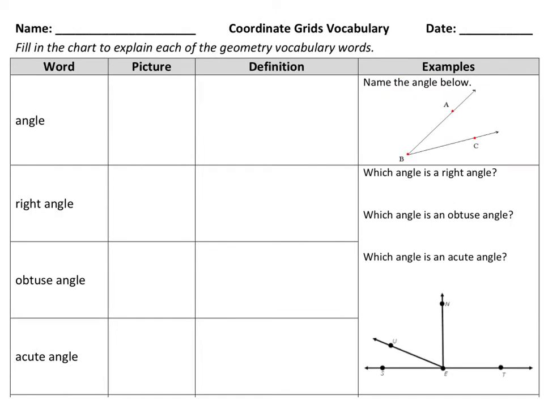You should have a 2-page worksheet in front of you that looks like this. At the top, it should say Coordinate Grids Vocabulary. You need to write your name and today's date. Let's begin. Fill in the chart to explain each of the geometry vocabulary words. Let's start with the word angle. We are going to draw a picture of an angle in the box.